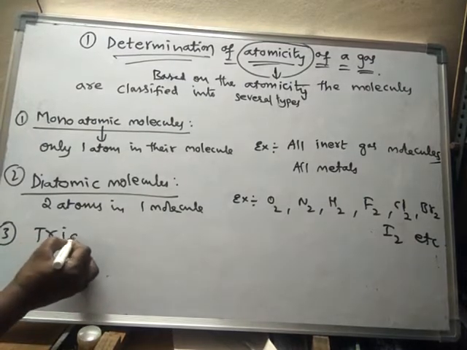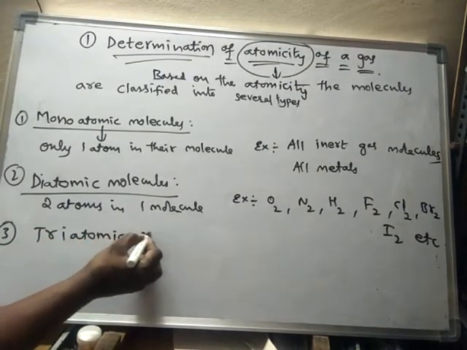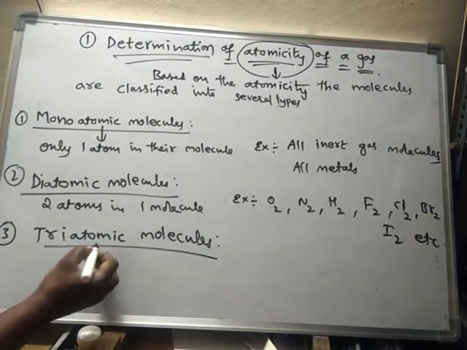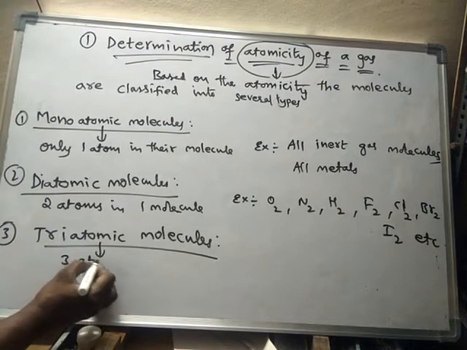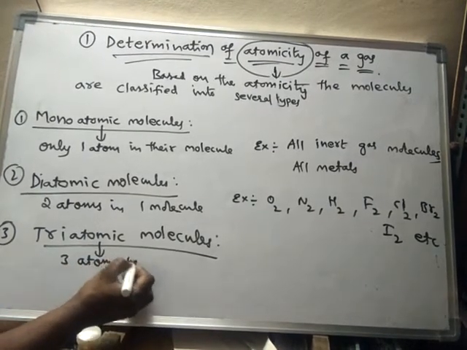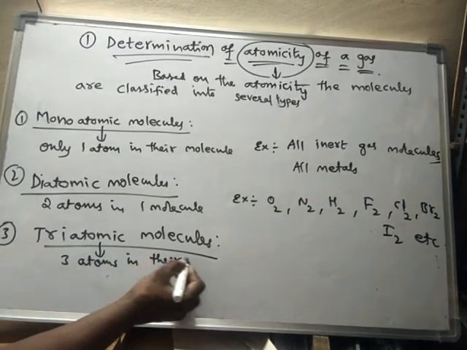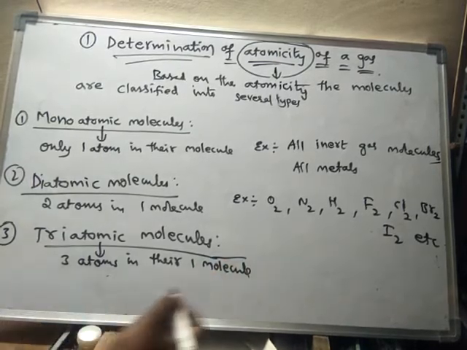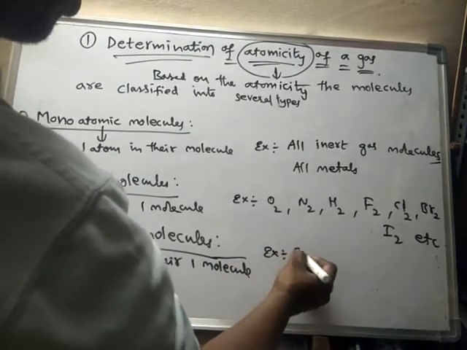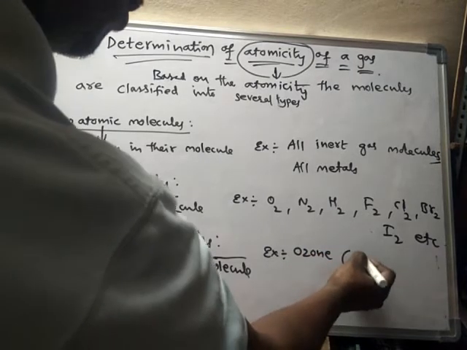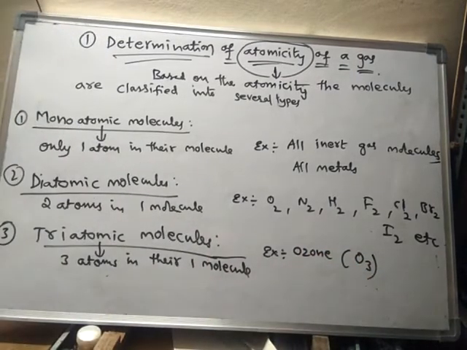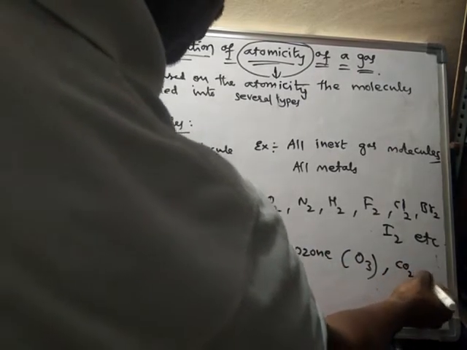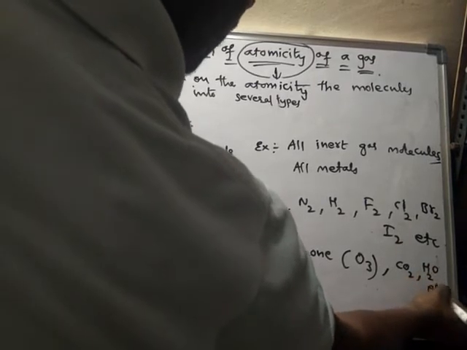Triatomic molecules. What are triatomic molecules? They contain 3 atoms in one molecule of the substance. Example: ozone, O3. Even compound molecules like CO2, H2O, etc.